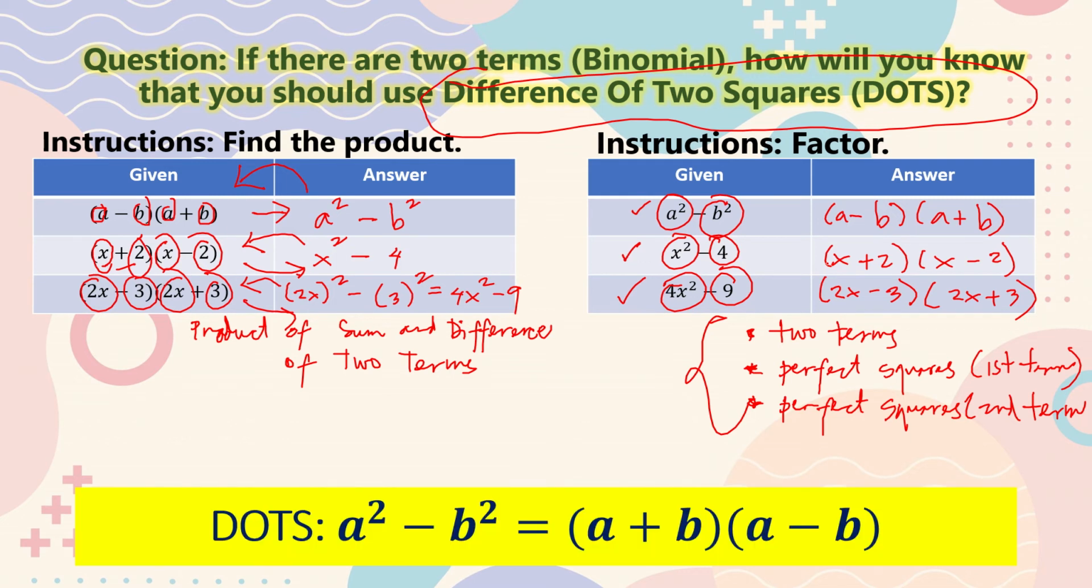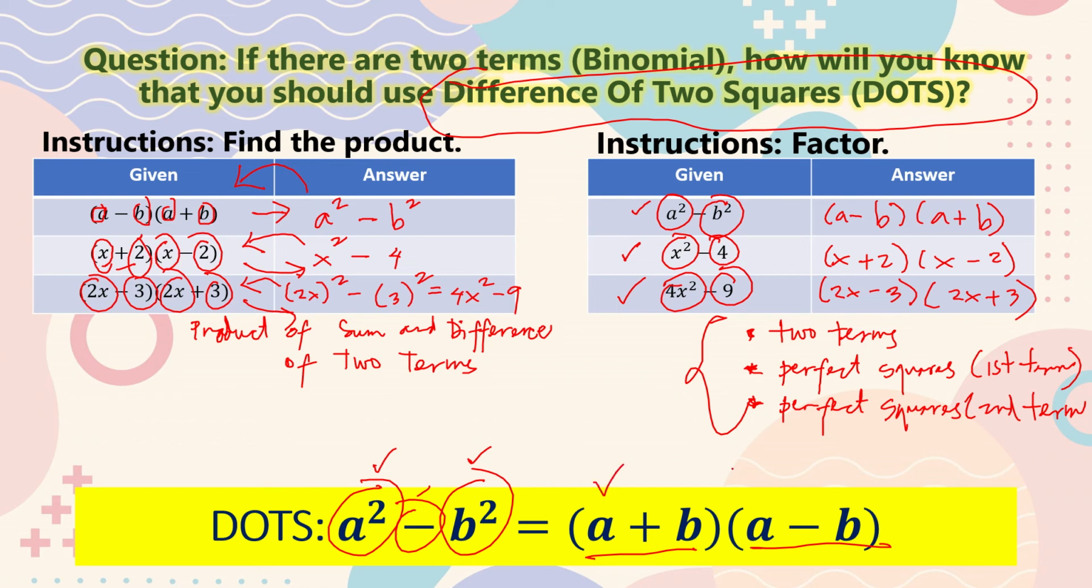Okay? So, yung first term, ulit. Two terms lang siya. Minus palagi yung gitna. First term sa perfect square, second term sa perfect square. So, kapag pinapahanap sa atin yung factor, paano naman natin malalaman agad yung sagot? So, please remember, there are two binomials as a result, placed in different parentheses.